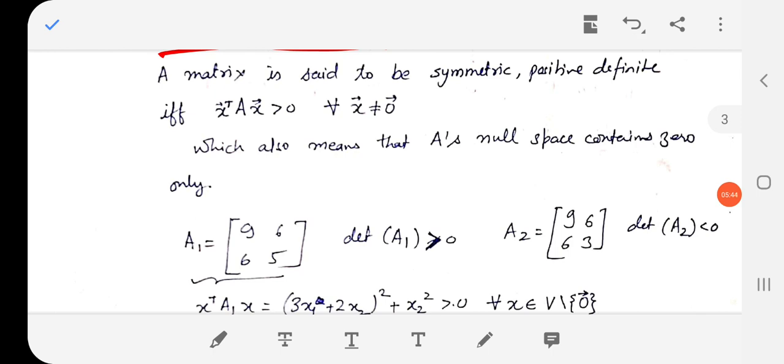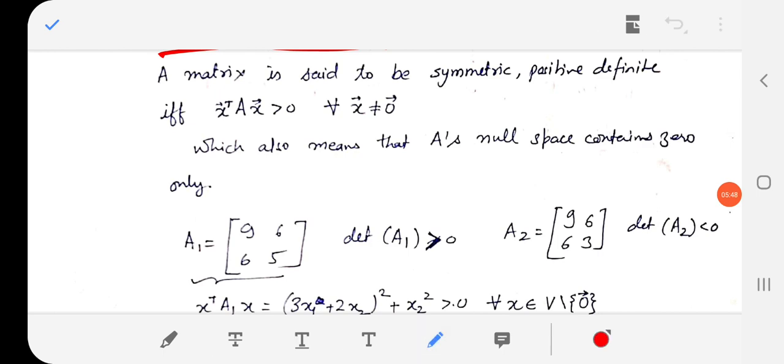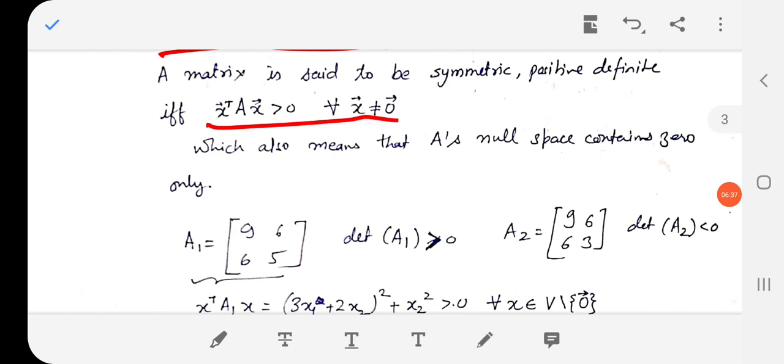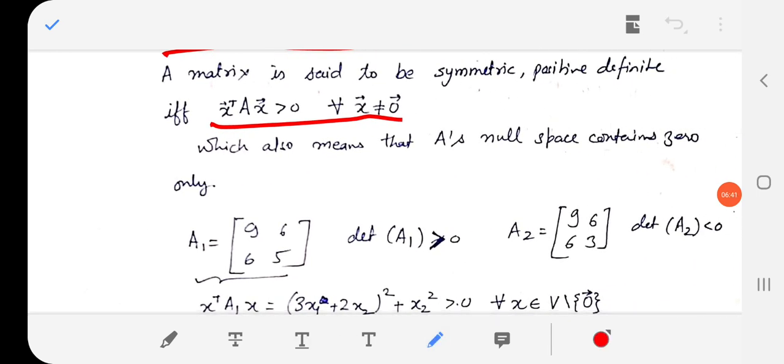So one thing you can notice is that if this particular thing is true for every non-zero x vector, it essentially means the determinant of A will not be 0, because it will be 0 if and only if a lot of factors actually go to 0, which is not possible without x being 0. So the null space has to be 0.